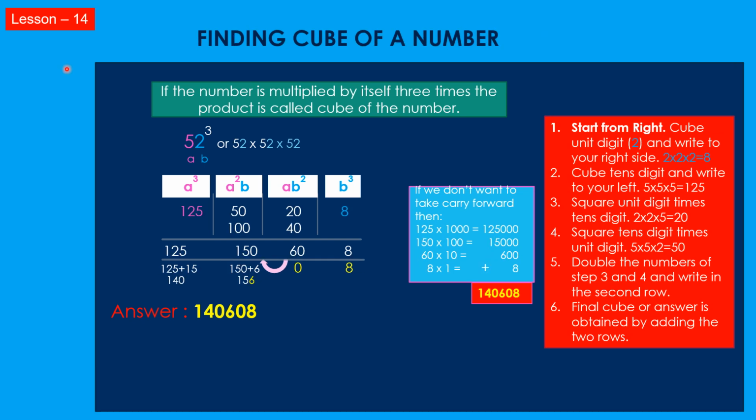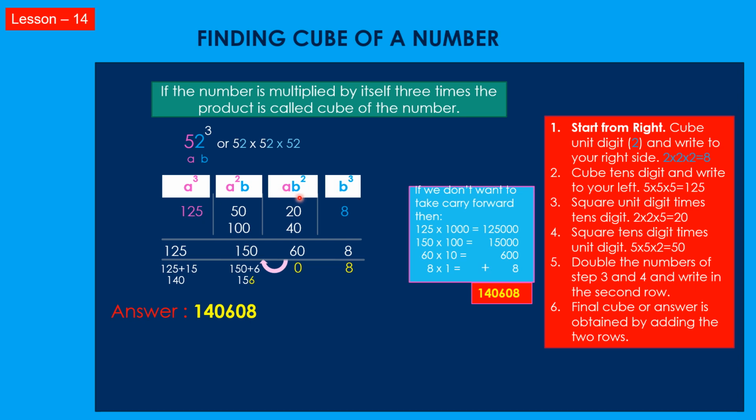So let us see with method 2 how we find the cube of the number 52. The first step is you make 4 columns. In the right extreme column you do b cube, and in the left extreme column you do a cube. Here b is 2 and a is 5. So b cube, you cube 2, you write 8 here. In the left column is a cube, a is 5. If you do 5 cube, you get 125.